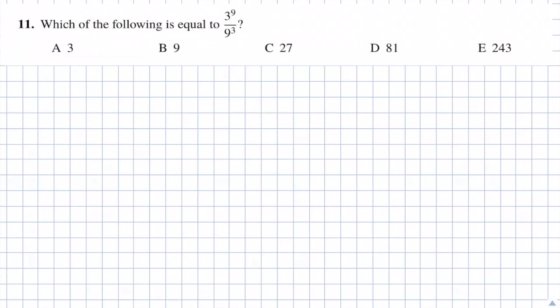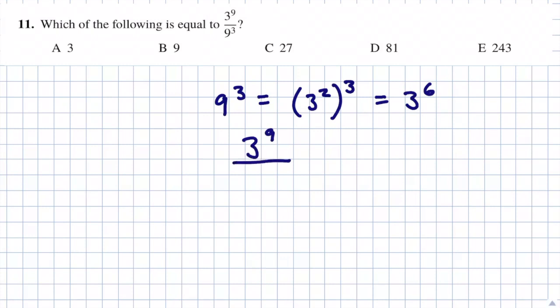Okay, so the first thing we can do is rewrite 9 cubed as 3 squared all to the power of 3. Now, using our law of indices, if we've got a power inside a bracket and a power outside the bracket, we can multiply the two powers together. So we get 3 to the power of 6. So 9 cubed is the same as 3 to the power 6. So now I can rewrite 3 to the power 9 divided by 9 cubed as 3 to the power 9 divided by 3 to the power 6.